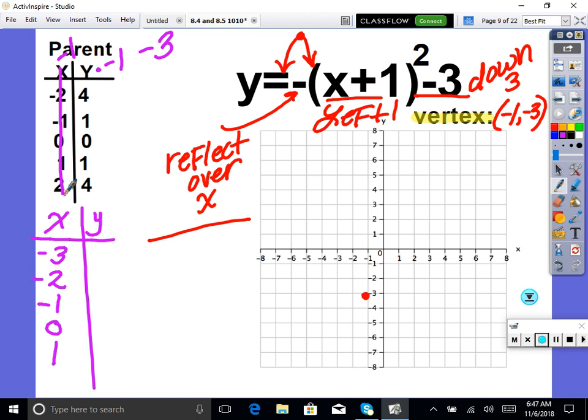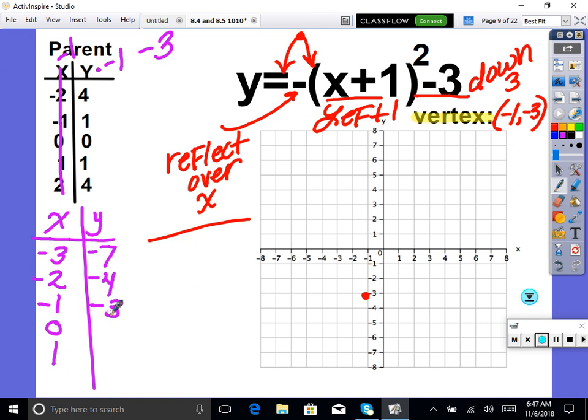4 times negative 1 is negative 4. Negative 4 minus 3 is negative 7. So then 1 times negative 1 is negative 1. Negative 1 minus 3 is negative 4, isn't it? Then we have 1 times, oh, we already did that. 0 times negative 1 is 0 minus 3.